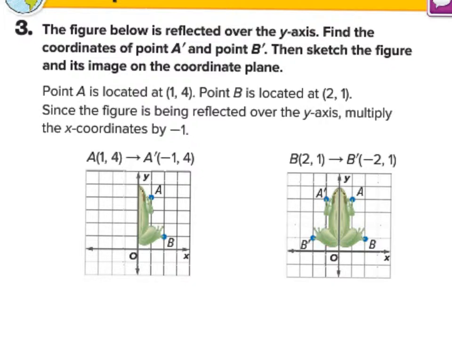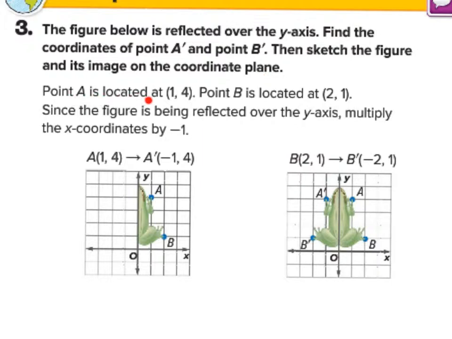Essentially, we're telling a computer program to reflect this picture perfectly on the other side, so we have to enter these coordinates. So the figure below is reflected over the y-axis, right? There's the y-axis and it's reflected over it. So we're moving horizontally. Find the coordinates of point A1 and point B1. Then sketch the figure and its image on the coordinate plane.